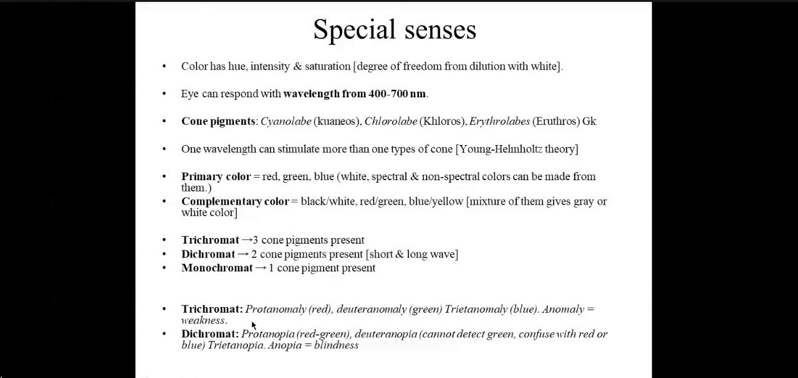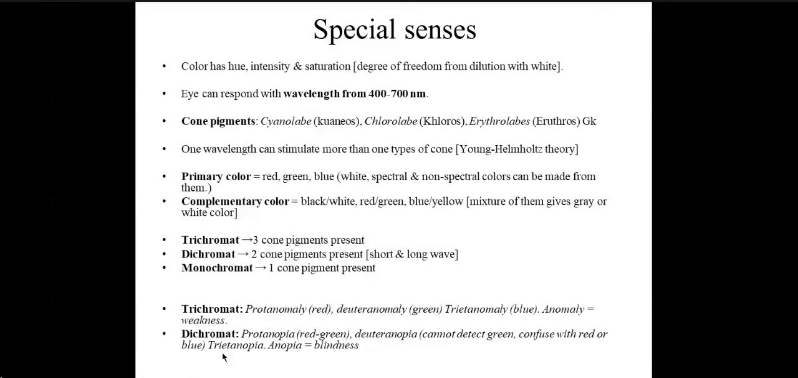You can proceed, sir. Now dichromats may have one color they cannot see, so there is color blindness, not color weakness. That is called protanopia. Red and green color blindness is there. They cannot differentiate between red and green. Deuteranopia means they cannot detect green, confused with red or blue. And tritanopia means they cannot see any color. They see all the world in different shades of grey.